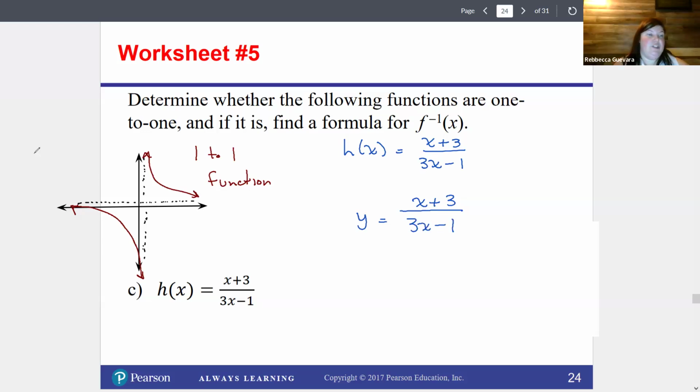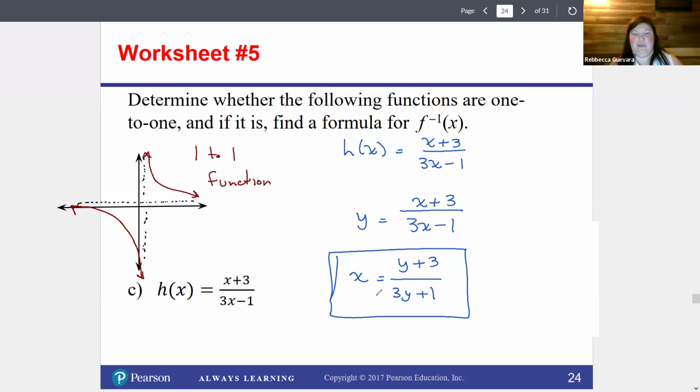So remember, we need to change my x's to y's and my y's to x's. So this y is going to become x now, and both of these x's become a y. So if you have multiple x's, they all become y. Okay, so technically that's my inverse.